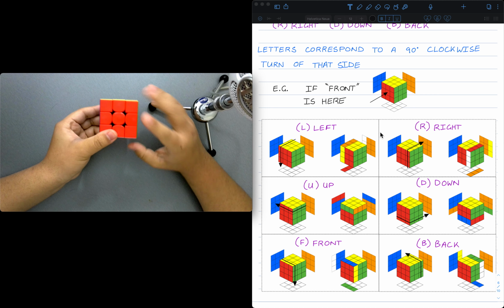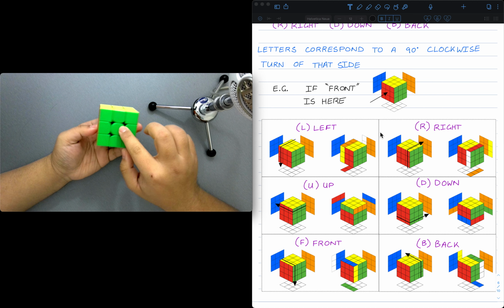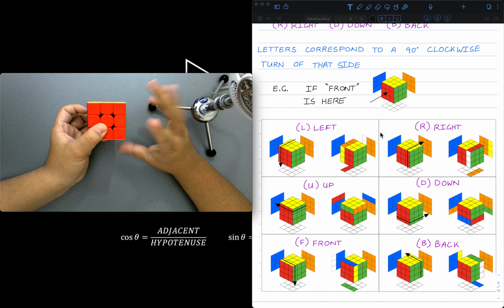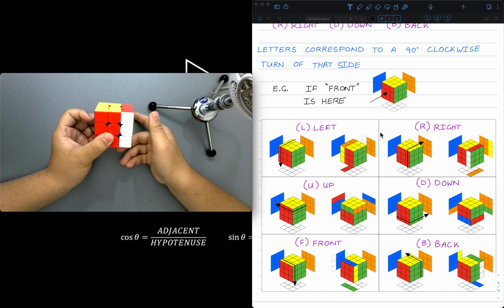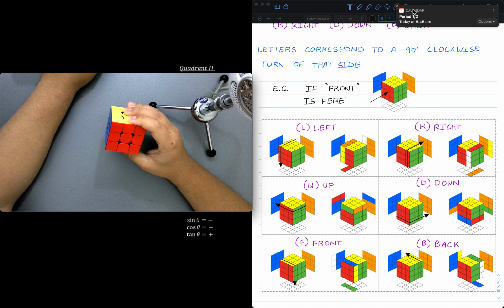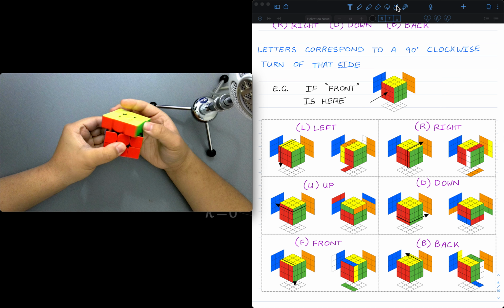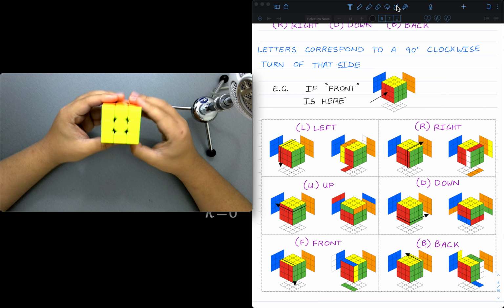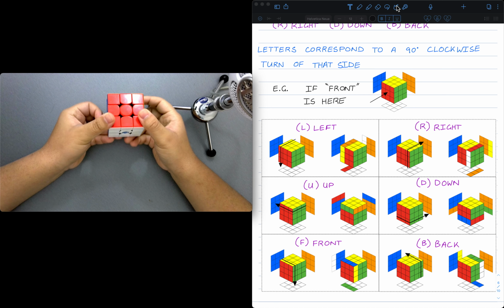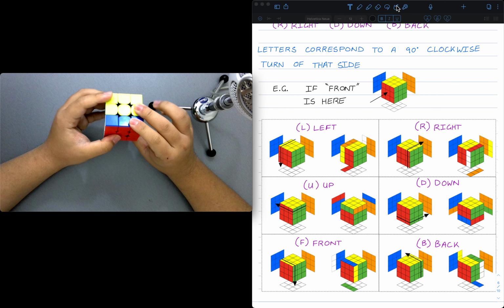But now take a close look. Right goes away from you. Because look, when I look at the right face, clockwise is this way. So take a look. This is front, right goes that way. Left goes this way. Up, so if this is front, up goes clockwise. Take a look. This is front, up is on top, clockwise goes that way. That's up, that's down, that's front, and that's back.